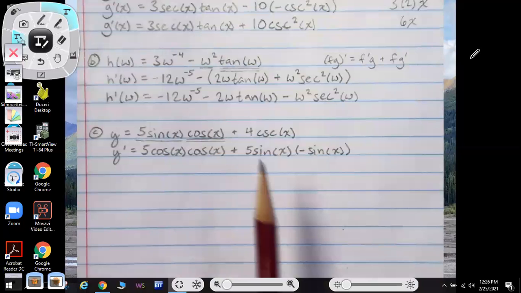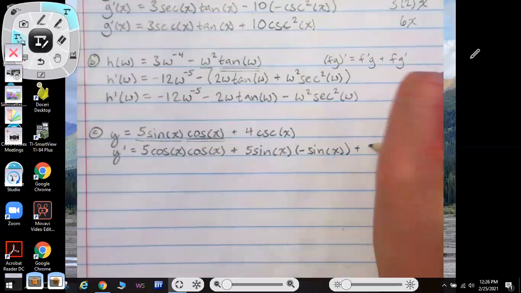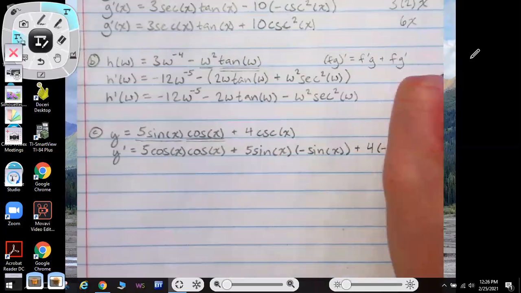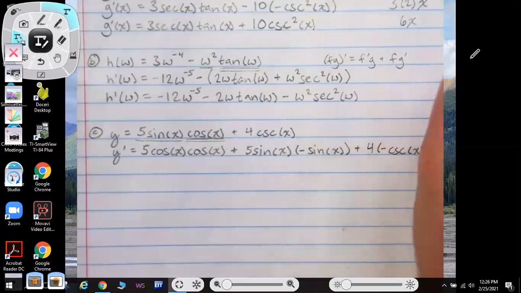Then we have to take the derivative of this 4 times cosecant. So we've got plus 4. Since that's just a number, it's just a coefficient, it can just stay. And the derivative of cosecant is negative cosecant times cotangent. Cool.